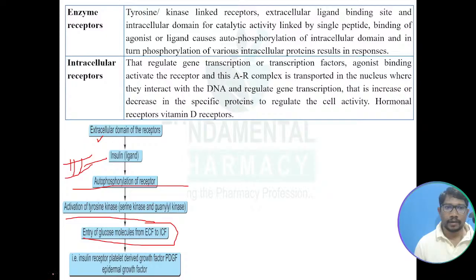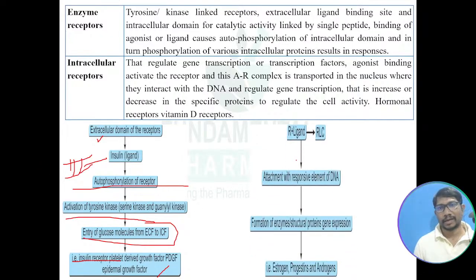That is the insulin receptor or platelet derived growth factor receptor, epidermal growth factor receptor. So the insulin receptor, platelet derived growth factor receptor, epidermal growth factor receptor, these are the type 3 receptors. And how will type 4 receptors act?